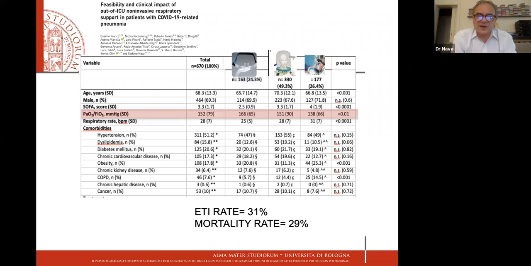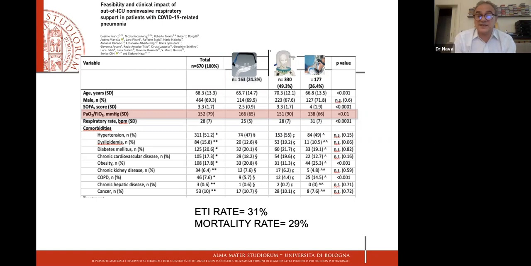Obviously, the largest use was for helmet CPAP, because at that point in time it was the easiest support to apply, and we thought the helmet prevented contamination of the environment. But looking at NIV on the right-hand side, the mean PF was even lower than with the other technique, 138. We treated 177 patients.